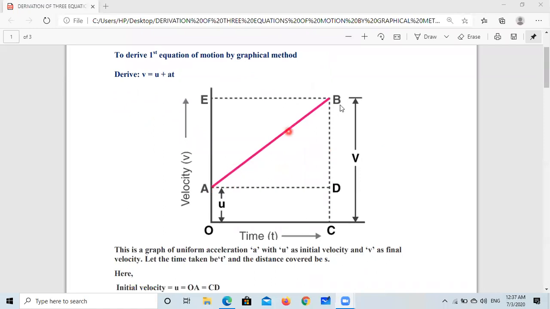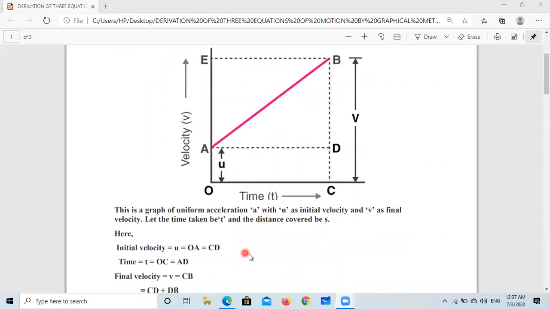This is known as the velocity time graph. We represent time along the x-axis and velocity along the y-axis. OA represents initial velocity, CB represents final velocity, and OC represents time. And the slope of this graph, this inclination along the horizontal line AD, represents acceleration.